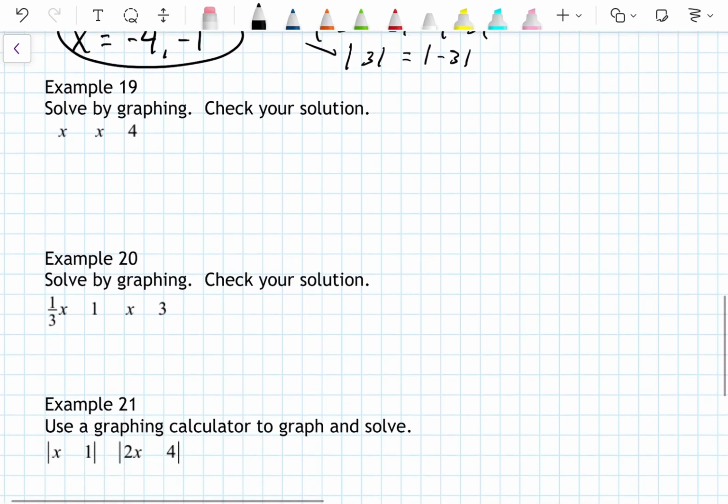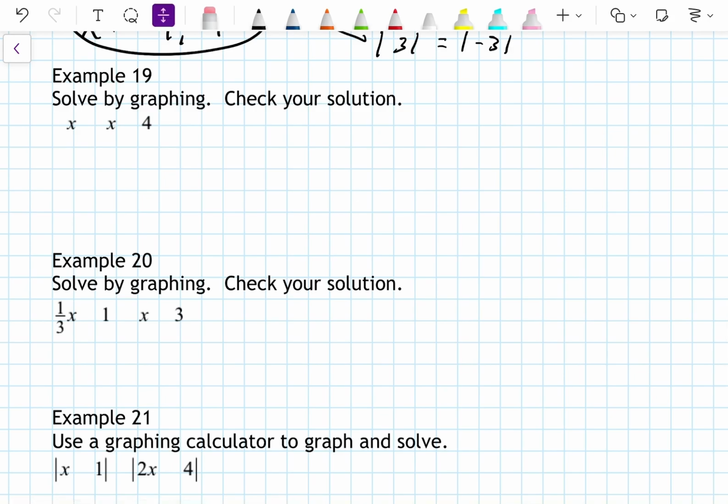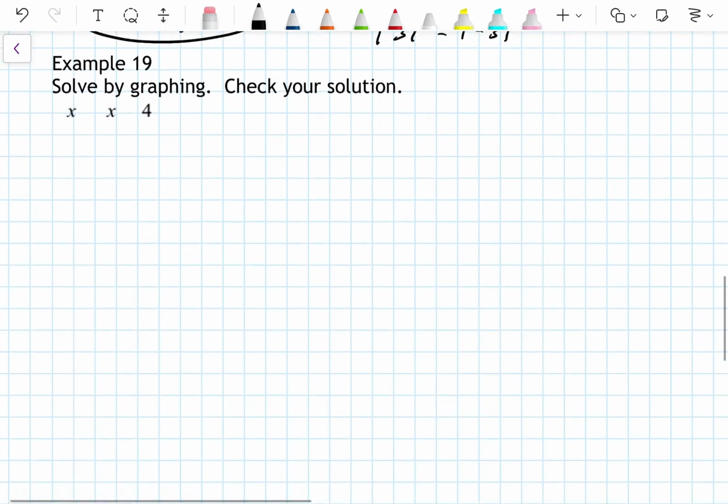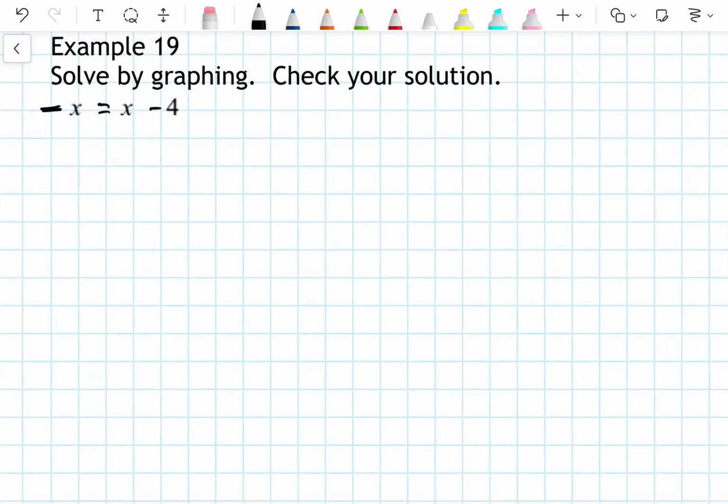All right, example 19. Let me scroll down a little bit. Solve by graphing, check your solutions. This is negative x equals x minus 4. So if we were to solve this by graphing, I draw my little graph here.